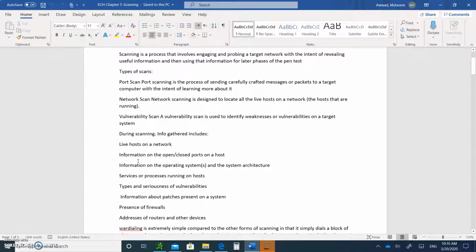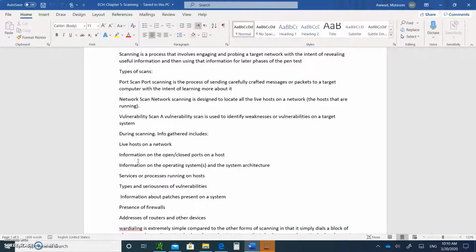Vulnerability scanning. I want you to write this down because it's important, and this is going to be a very important tool for you to use when you're doing your pen testing. Vulnerability scanning is to identify the weaknesses on a network or a system. Very useful for a pen tester, right?